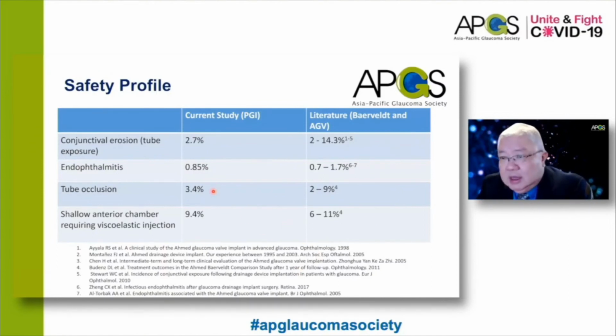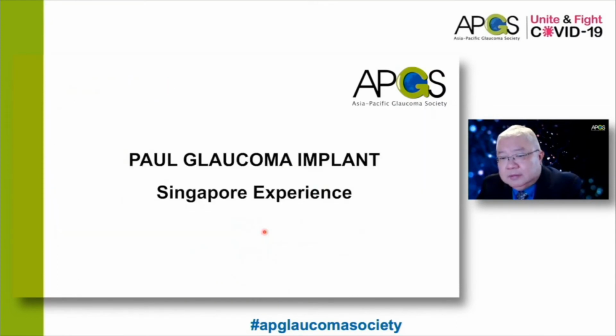Erosions were 2.7%, which seems to be on the low side compared to the Ahmed and barbell literature. There was some endophthalmitis. There's some tube occlusion that was resolved by flushing the tube, and there were some shallow anterior chambers requiring viscoelastic injection. Again, nothing very different from the other implants.